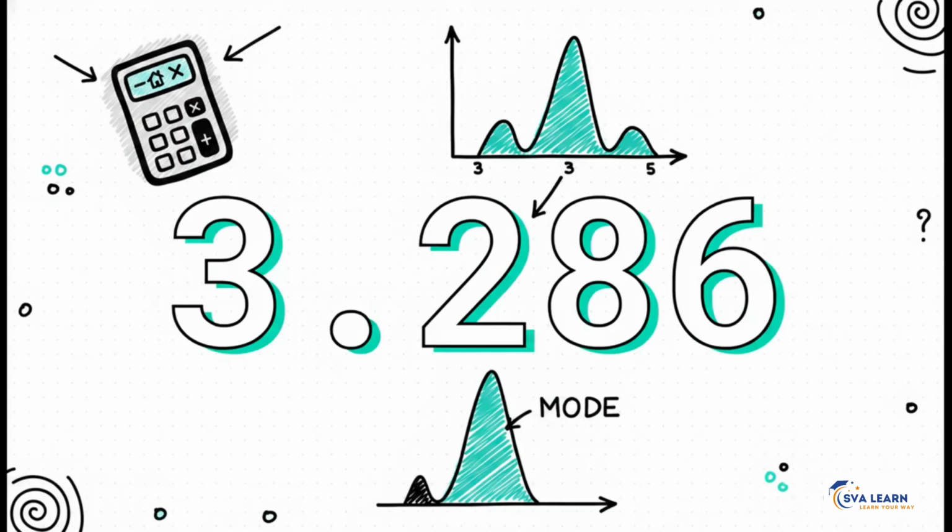And when you do the math, subtracting the neighbors and multiplying by the street width, you get 3.286. We did it! We successfully zoomed into that broad 3 to 5 neighborhood and found the exact hidden peak. The mode of this data is 3.286.